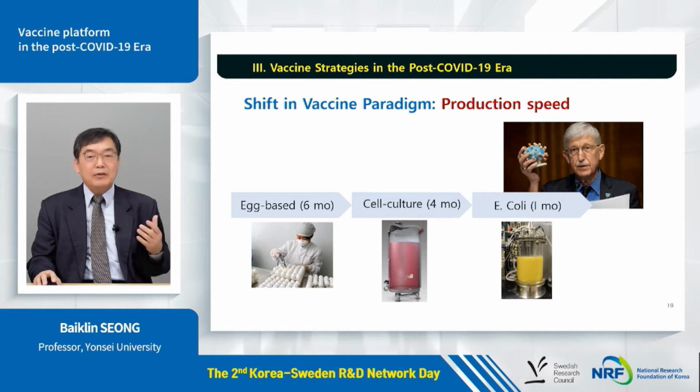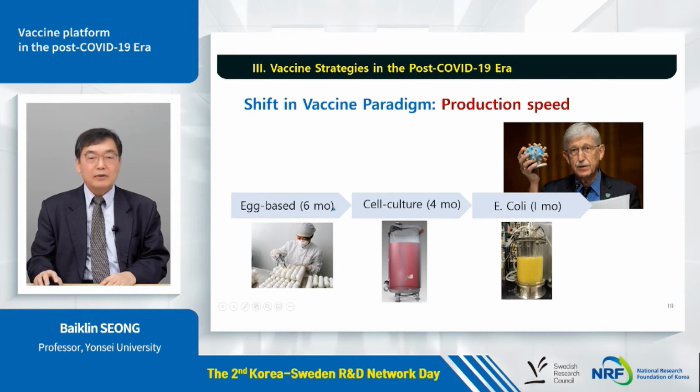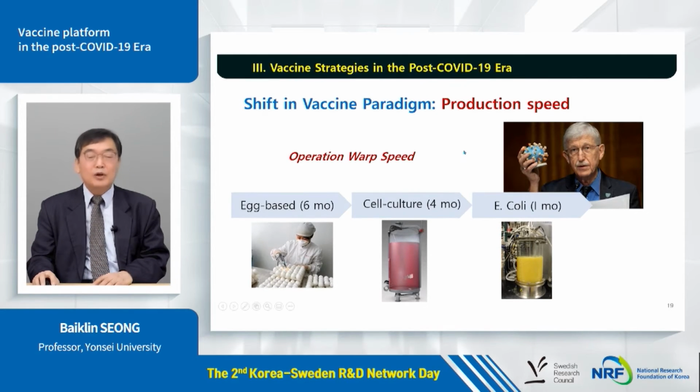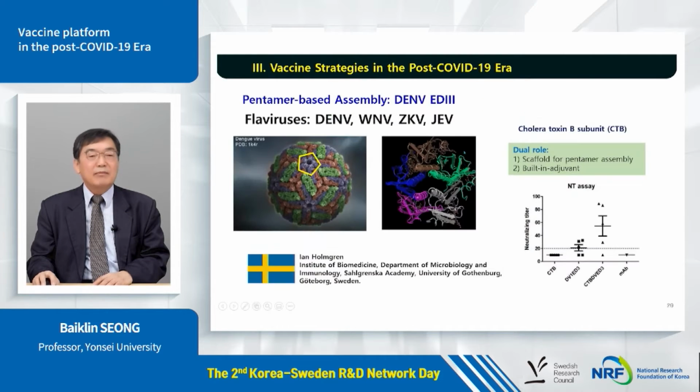One example of the importance of production speed is shown in influenza vaccine. The conventional egg-based vaccine requires 6 months. The newer cell culture method requires 4 months. However, a bacterial system, if successful, can be developed within a month, with Operation Warp Speed dedicated from the US government.